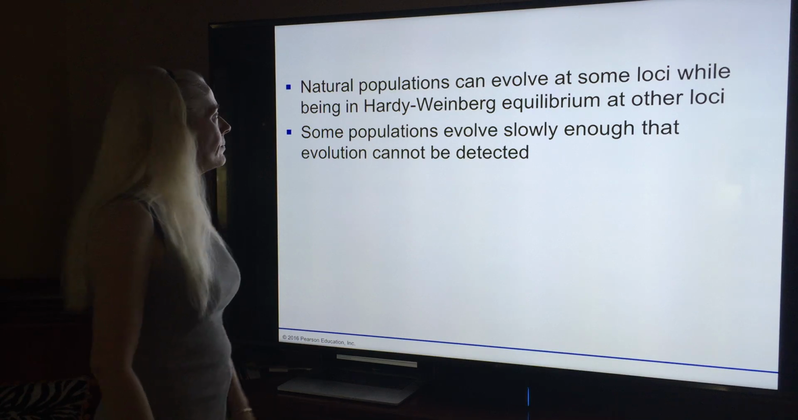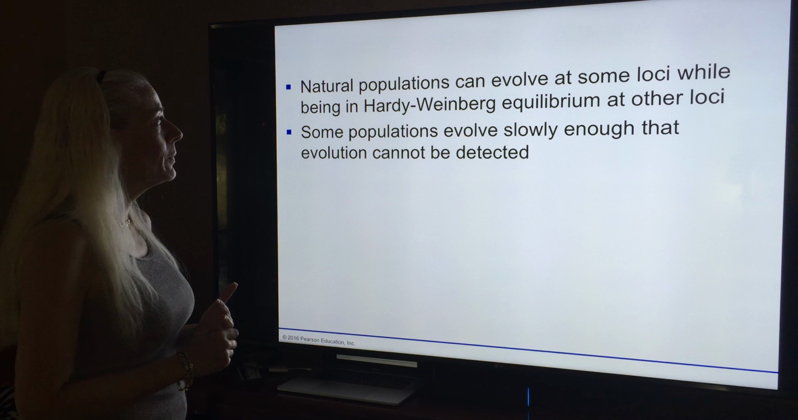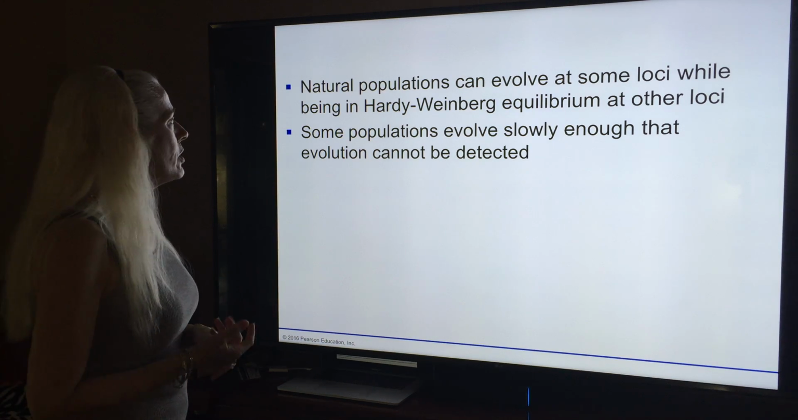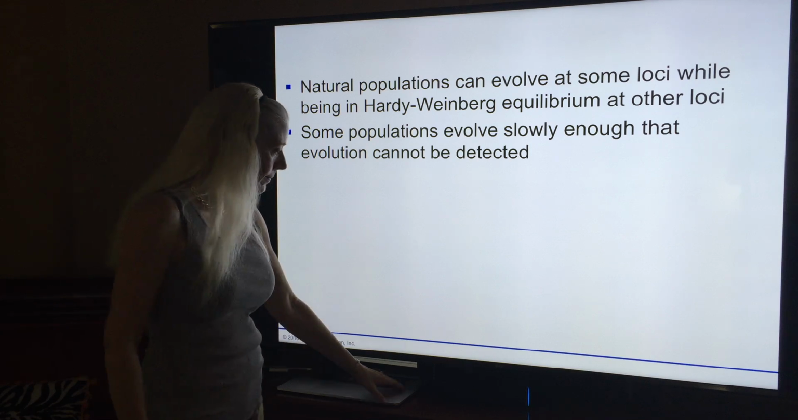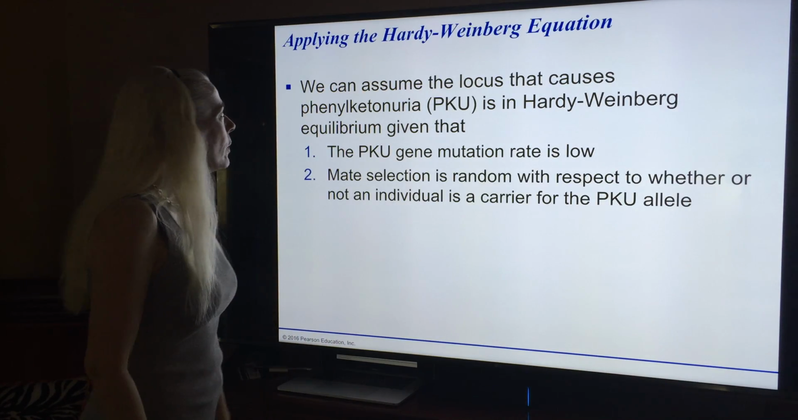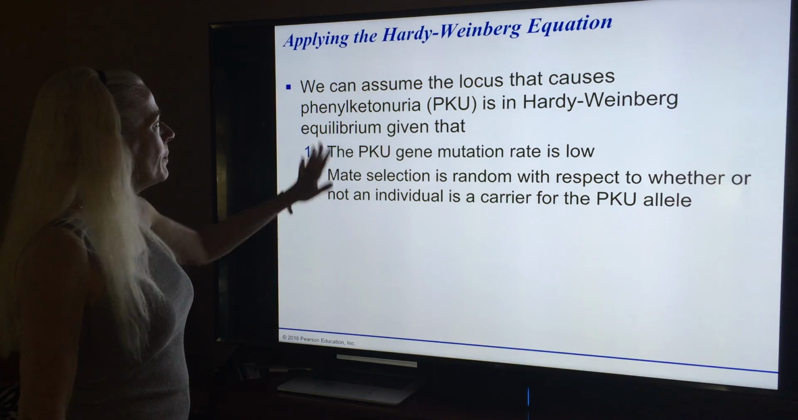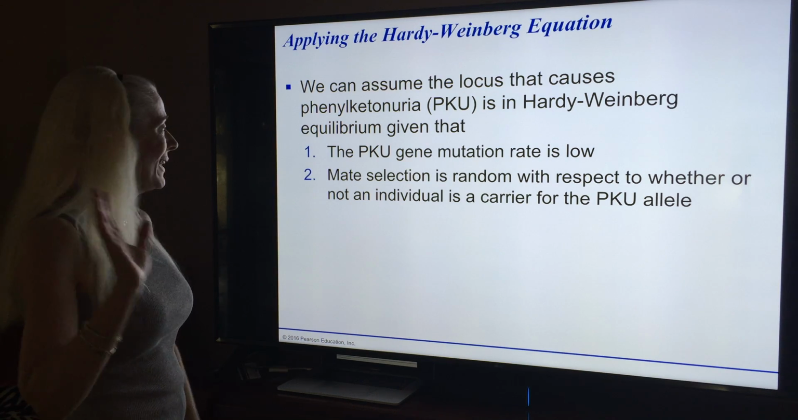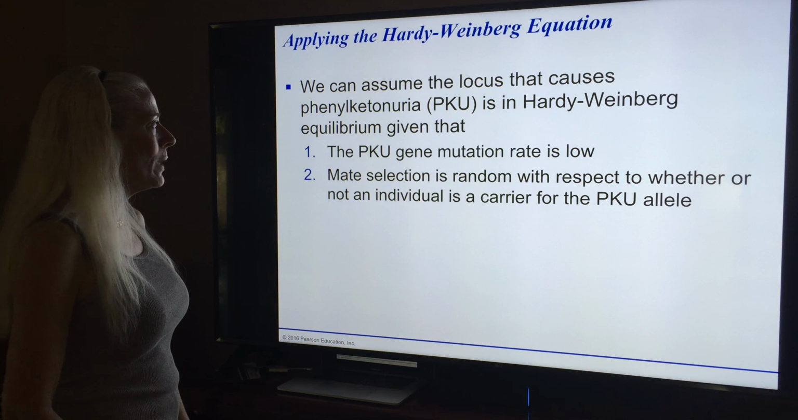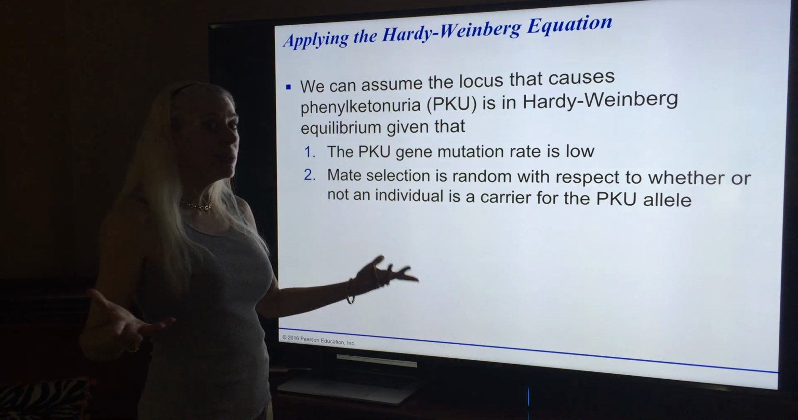Ain't gonna happen. Natural selection can evolve at some loci while being in Hardy-Weinberg equilibrium at others. Some populations evolve slowly enough that evolution cannot be detected. So, this gives us an example of PKU. The gene mutation rate is really slow. They can actually calculate it. Mate selection is random with respect to whether or not an individual is a carrier for it. Why? Because you don't know.